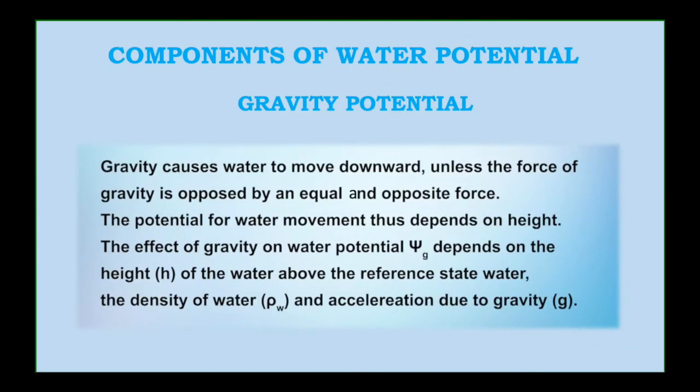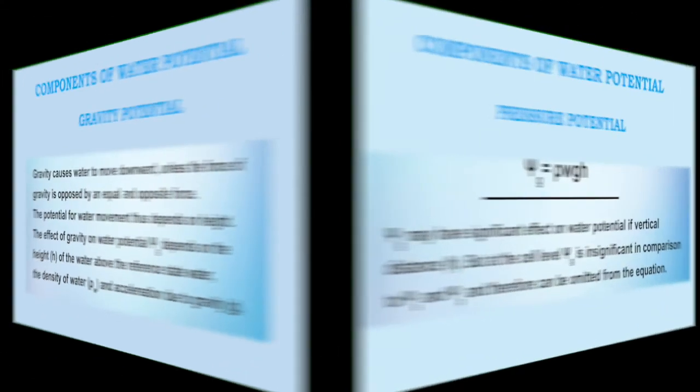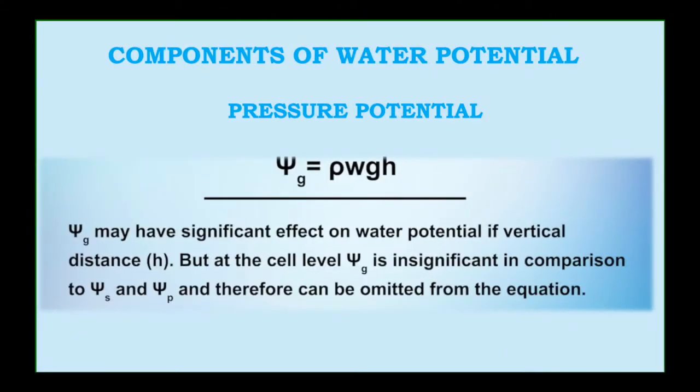Now, the gravity potential. Gravity causes water to move downward. Unless the force of gravity is opposed by an equal and opposite force, the potential for water movement thus depends on height. The effect of gravity on water potential Ψg depends on the height h of the water above the reference state, the density of water ρw, and acceleration due to gravity g. We write the relationship as follows. Ψg is equal to ρwgh.